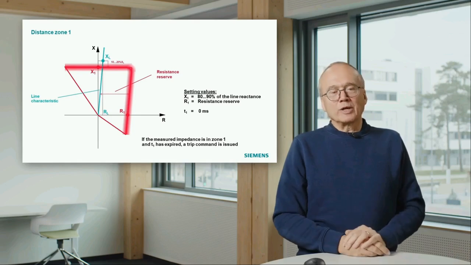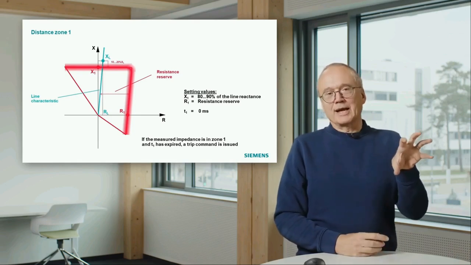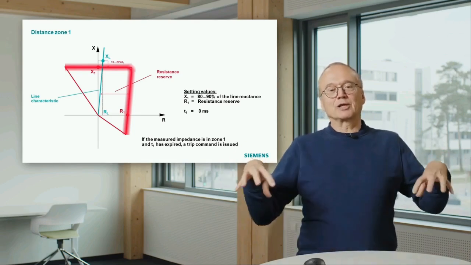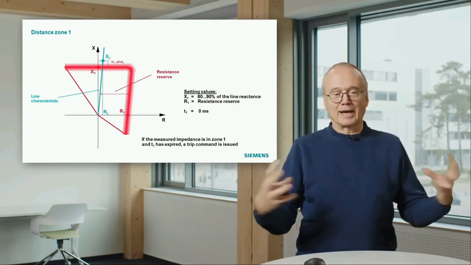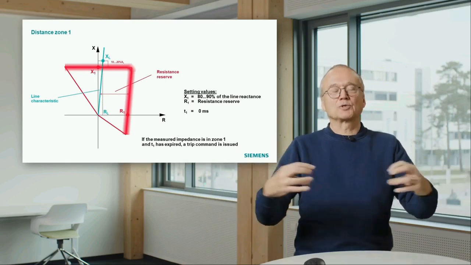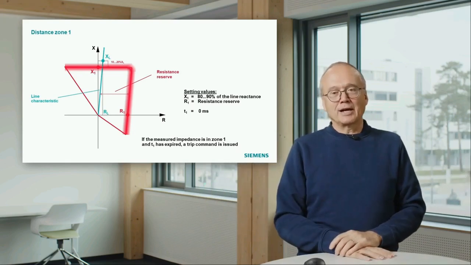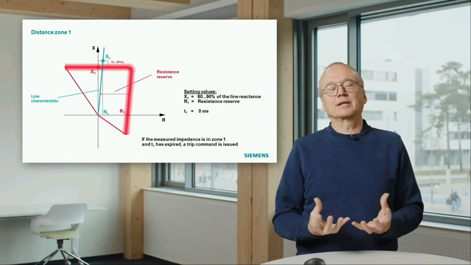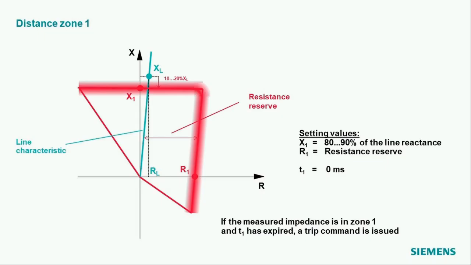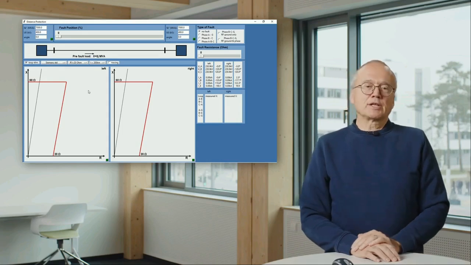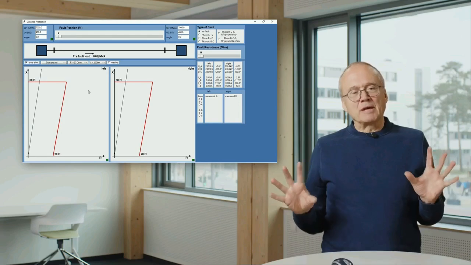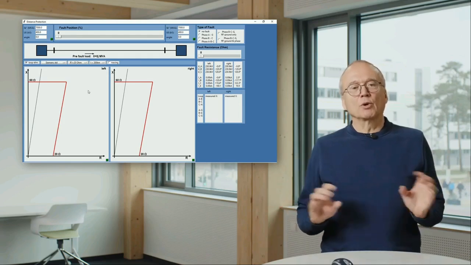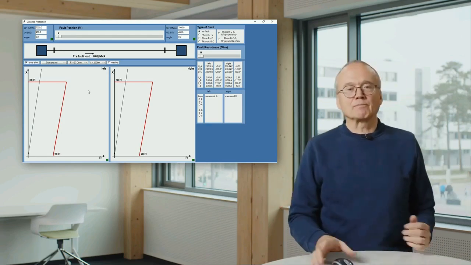Up to now, we looked only at one relay. In real life, of course, every line has two ends. That means if there is a fault on the line, the measurement is from both sides. And I would like to illustrate that a little bit using a simulation. In this simulation I prepared, you can see the measurement of relays on both sides of the line in parallel.